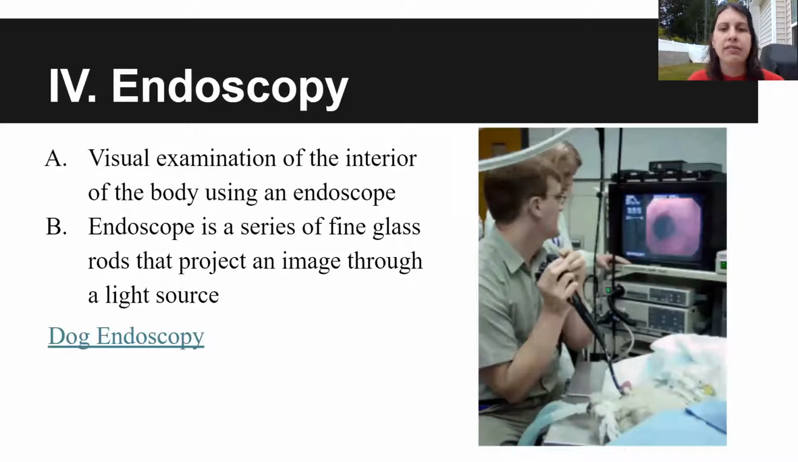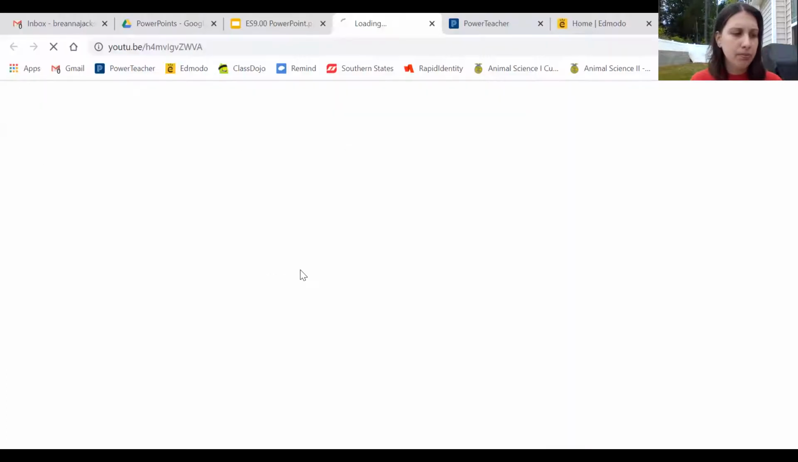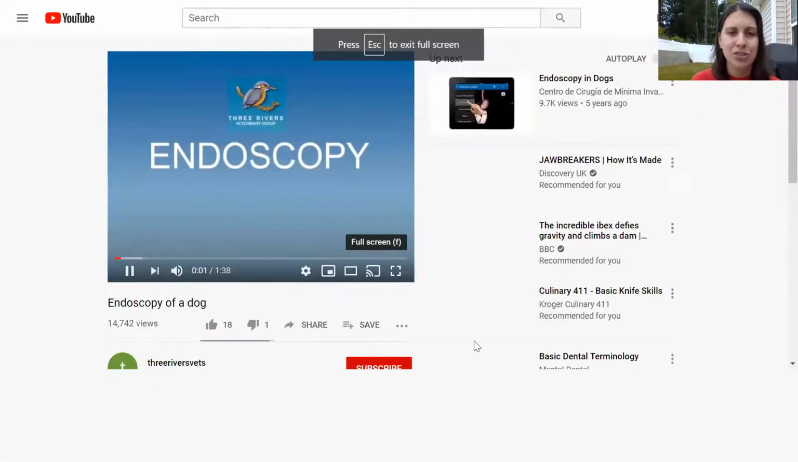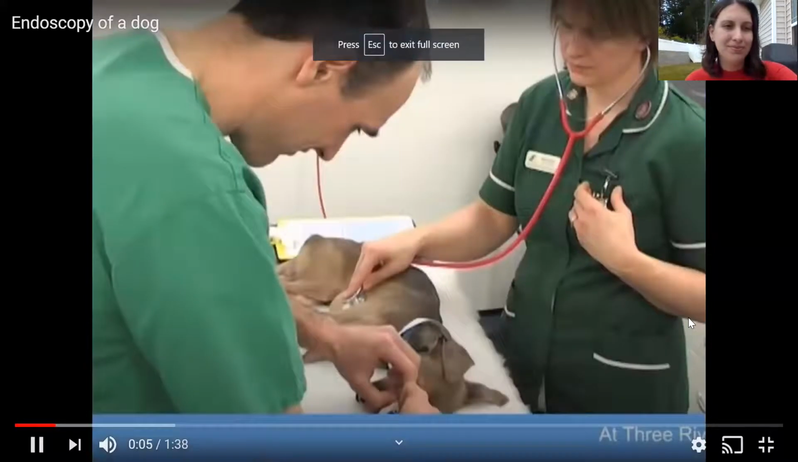So an endoscopy is a visual exam of the inside of the animal's body using, guess what? An endoscope. So the endoscope is a series of tiny glass rods that work to project an image through a light source. So we do have this short little video to watch. I think it's like 1.5 minutes of a dog endoscopy. So we're going to watch that because this is the closest I can get to trying to teach you guys more about it.